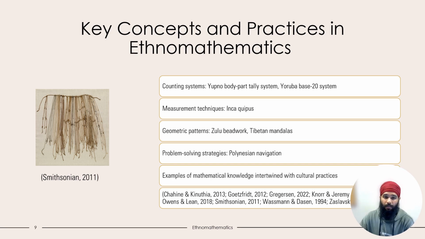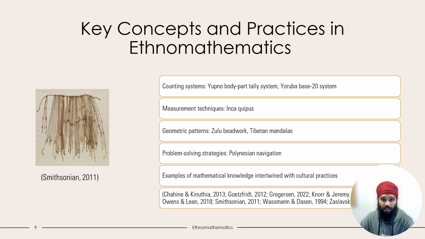Ethnomathematics also examines the problem-solving strategies employed by different cultures. These strategies are often adapted to the specific needs and environments of the communities. The traditional navigation technique of the Polynesians, for instance, involves sophisticated spatial reasoning and an intuitive understanding of astronomy and ocean currents. These skills enable the Polynesians to undertake long-distance voyages across the Pacific Ocean with remarkable accuracy. Polynesian navigation is an excellent example of ethnomathematics in action, demonstrating how mathematical knowledge can be deeply intertwined with cultural practices and survival needs.